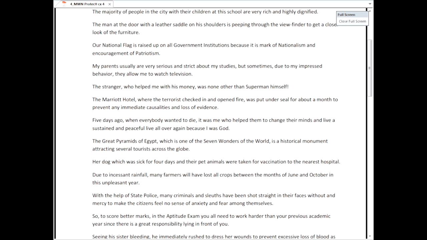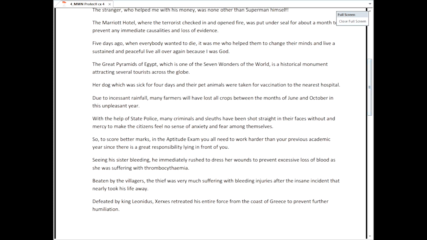Okay. Start. The Marriott Hotel, where the terrorists checked in and opened fire, was put under the seal for about a month to prevent any immediate casualties and loss of evidence. Once again. Yeah, the Marriott Hotel, where the terrorists checked in and opened fire, was put under seal for about a month to prevent any immediate casualties and loss of evidence. Okay. Nice. So next one.